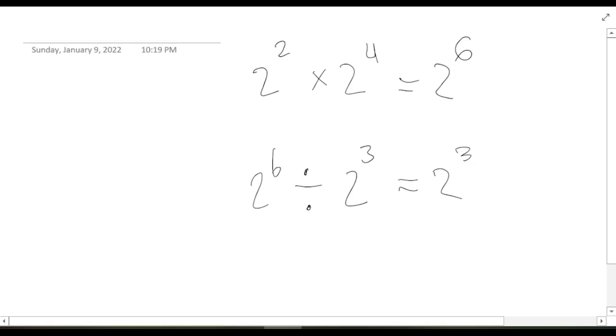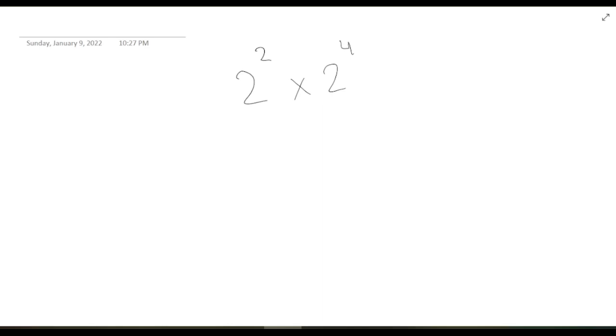So why does this work? So first, let's look at what happens when we multiply the exponents with the same base. So here we have 2 to the second times 2 to the fourth, the same example we worked on before. And let's see what this says.